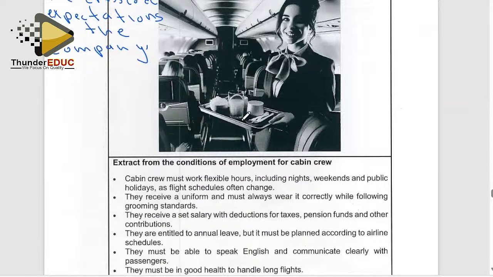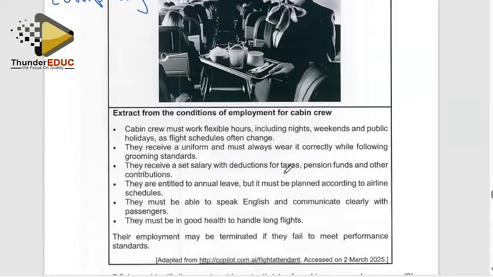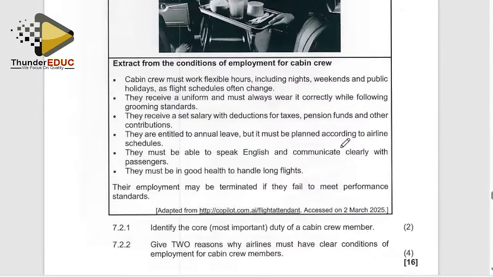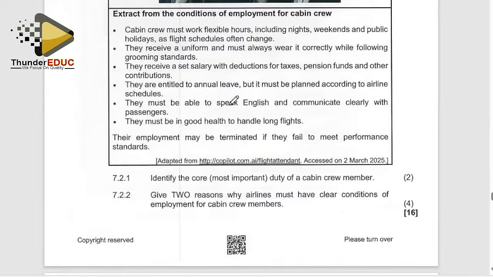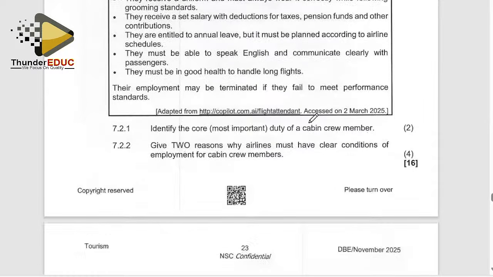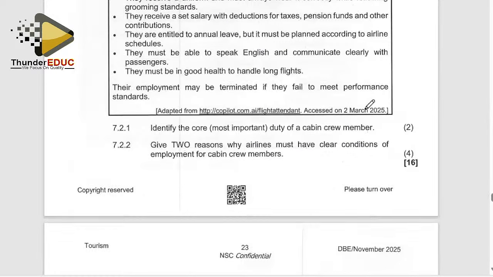Now let's look at the image. This appears to be the interior of an airplane. Then we see part of the cabin crew. Extracts from the conditions of employment for cabin crew. Cabin crew must work flexible hours, including nights, weekends, and public holidays, as flight schedules often change. They receive a uniform and must always wear it correctly while following grooming standards. They receive a net salary with deductions for taxes, pensions, and other contributions. They are entitled to annual leave, but it must be planned according to the airline schedules. They must be able to speak English and communicate clearly with passengers. They must be in good health to handle long flights. Their employment may be terminated if they fail to meet the performance standards.